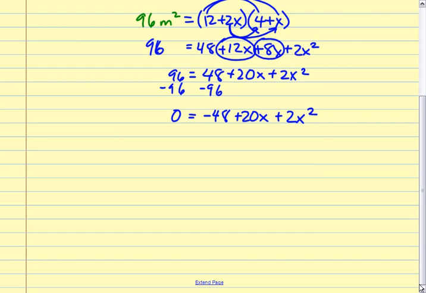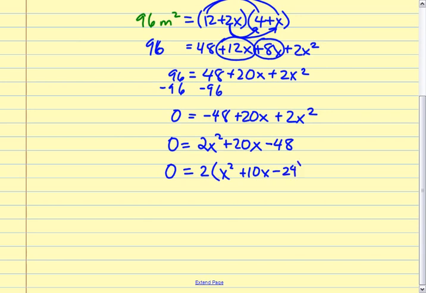So let's put this quadratic in the right order. I'm going to get 0 is equal to 2x squared. Remember, descending powers of the x. Plus 20x minus 48. Now I've got it in the right order, and I'm going to start factoring. Does anything go into these three terms? Yeah, 2 goes into that. So 2 times x squared plus 10x minus 24. So far so good.